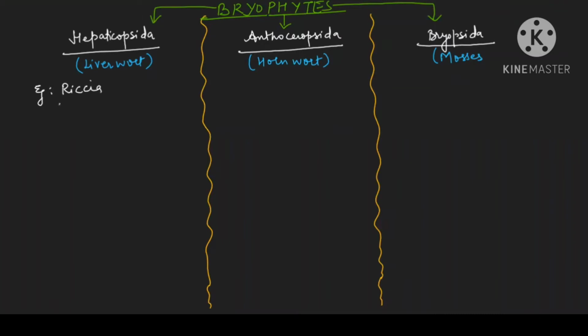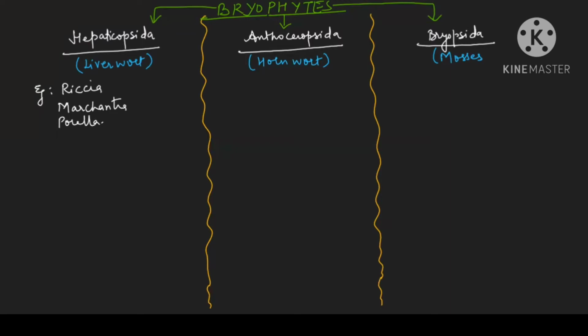One is Riccia, Marchantia, and Porella. Three examples you have to remember in liverwort. Riccia you have already studied in the ninth class. Marchantia is in your NCERT book, 11th class. Porella they have mentioned as a leafy member. So you should know the leafy member of liverwort is Porella only.